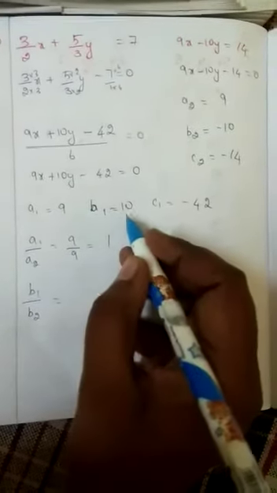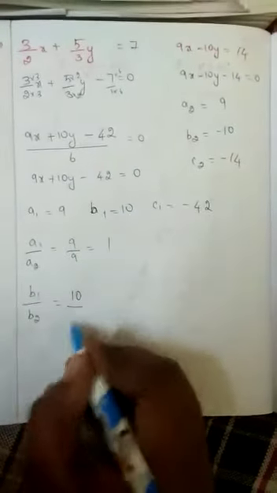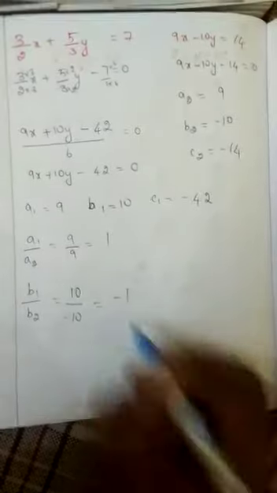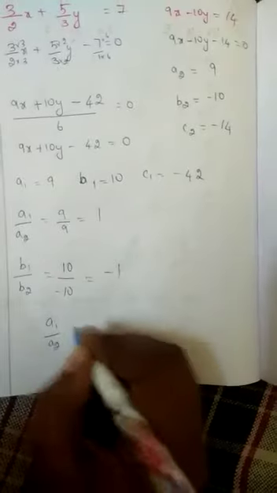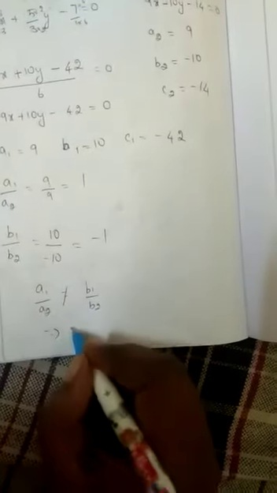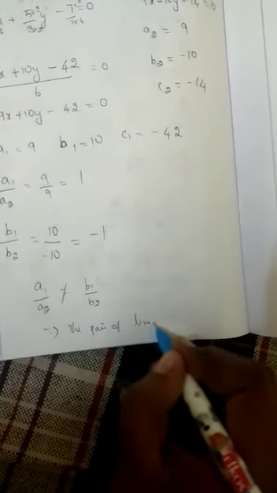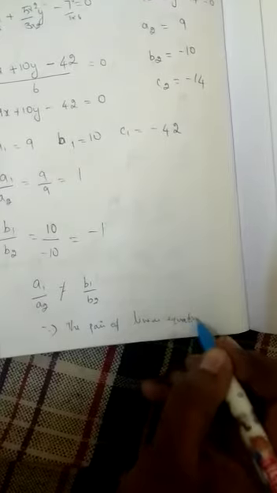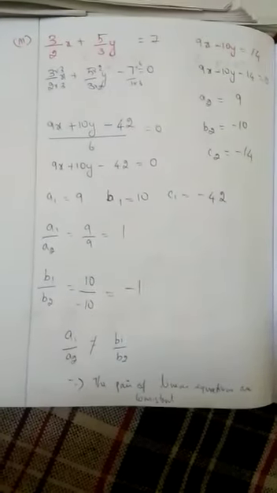Now next is b1 by b2. So b1 is 10y, 10. But b2 is minus 10. So again you get here minus 1. So is it equal? It is not equal. So a1 by a2 is not equal to b1 by b2. Not equal to means it is consistent. So the pair of equations are consistent. That's all. With this, the third chapter is over.